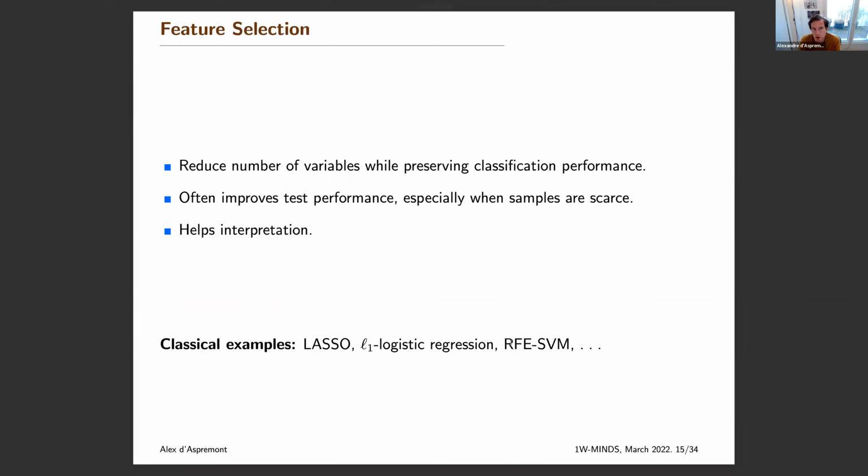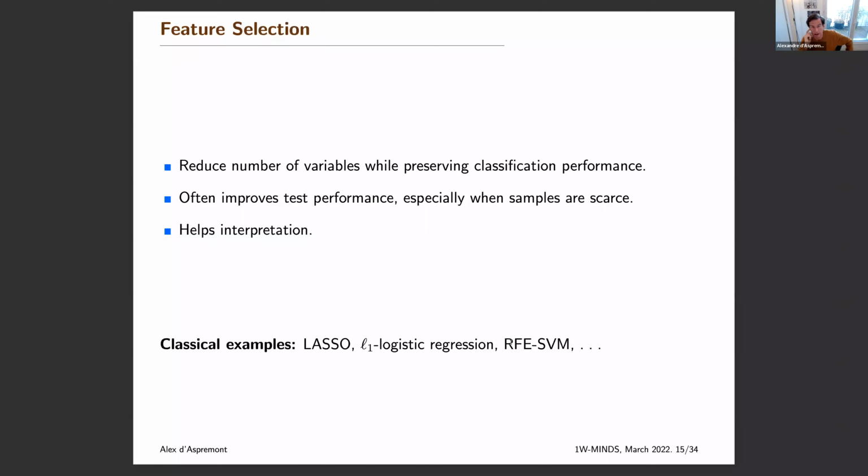Well, the idea is simply to reduce the number of variables in your model while preserving classification performance in a classification task, for example. And this has two major benefits. First, from a statistical perspective, it often improves test performance. That's counterintuitive in some way, because you have fewer variables to begin with. But in fact, feature selection will remove useless variables, and these useless variables act as noise. So adding useless variables has a negative impact on test performance, and if you can use feature selection to remove these, you benefit from a test error perspective.